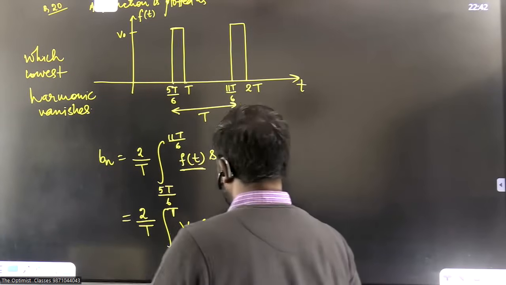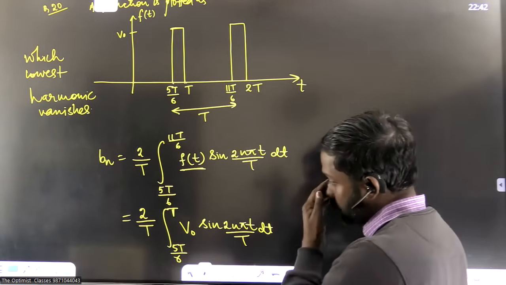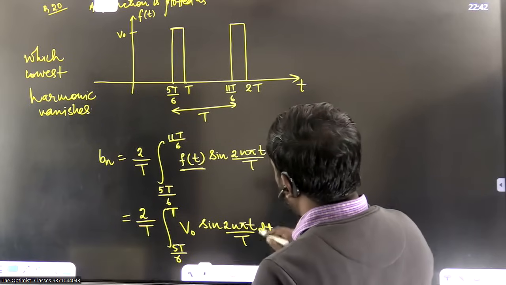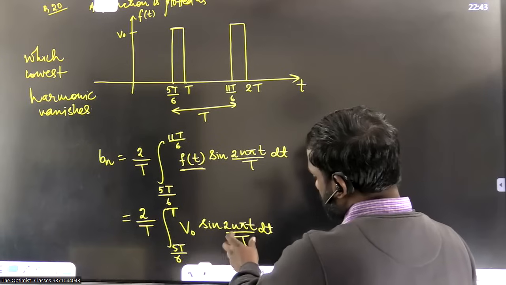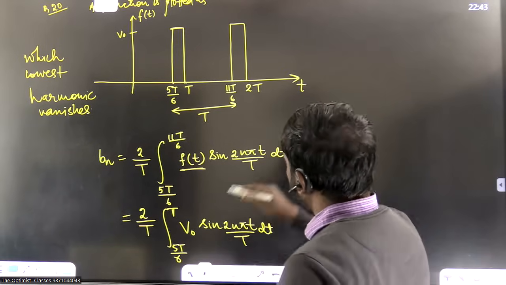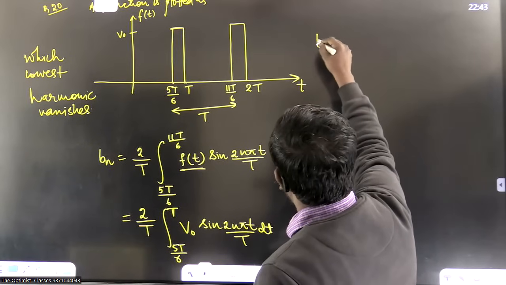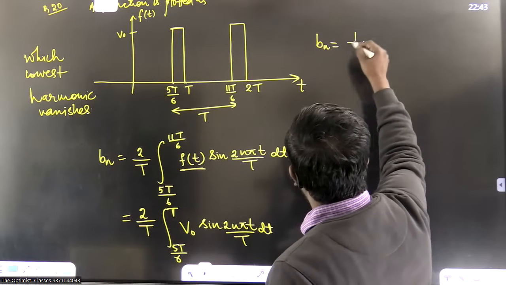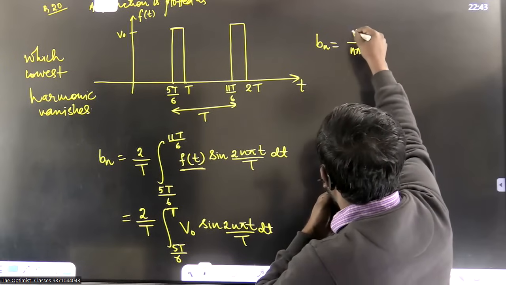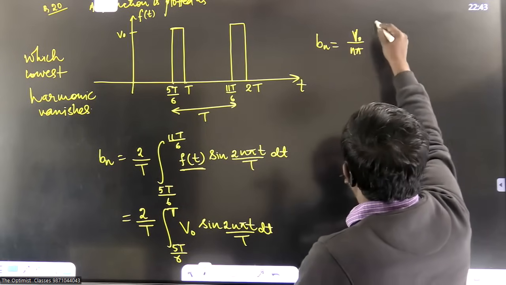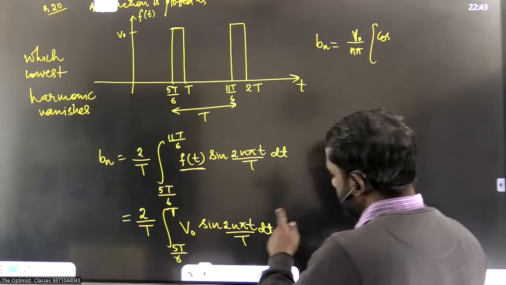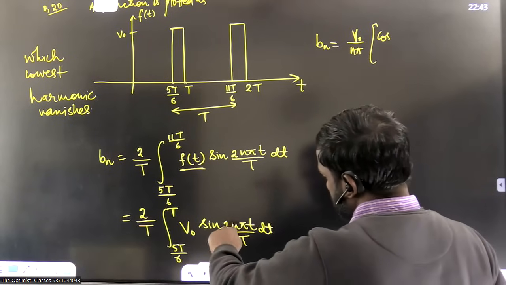Now let's integrate it. When you integrate the sine function, you get minus cosine. To absorb the minus, we'll put the lower limit first and the upper limit later. You have to divide by this factor 2n pi by T. So T and T will cancel out, and 2 and 2 will also cancel out. So you will get bn equal to 1 by n pi. Sorry, there is V naught also. So there is V naught, and here you get a cosine term, and when you put the lower limit here, this gets cancelled out.